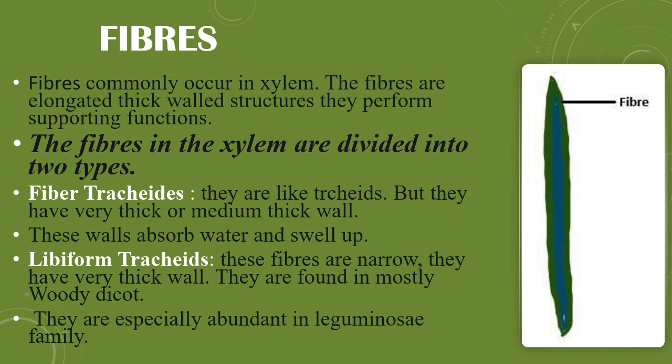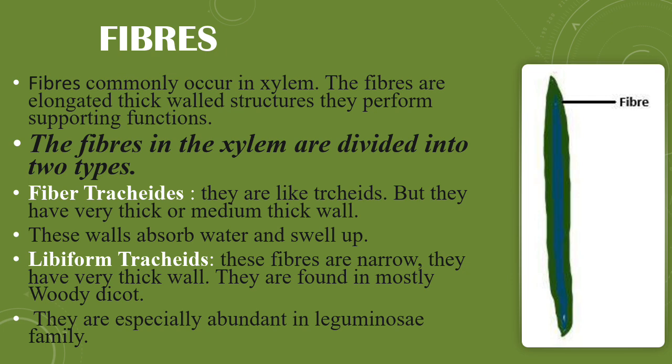Fibers. Fibers commonly occur in xylem. The fibers are elongated, thick-walled structures. They perform a supporting function. The fibers in the xylem are divided into two types. Fiber tracheids. They are like tracheids but they have very thick or medium thick walls.